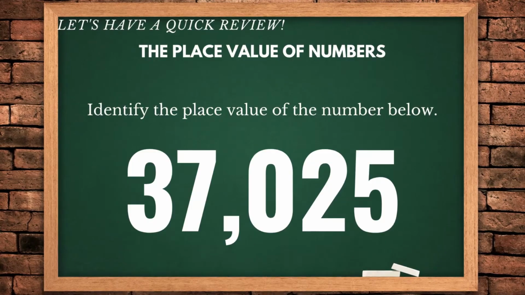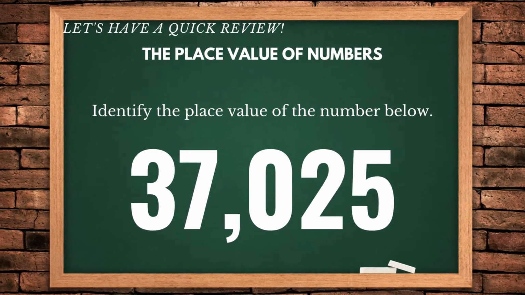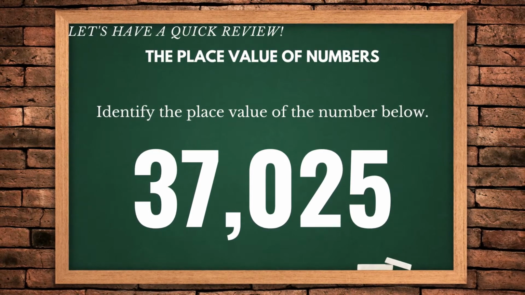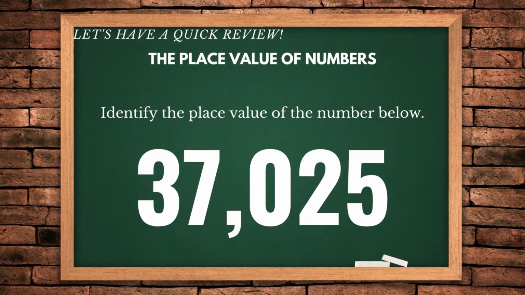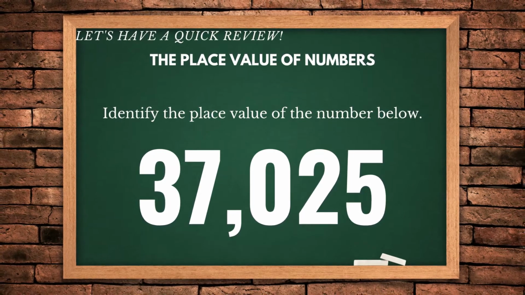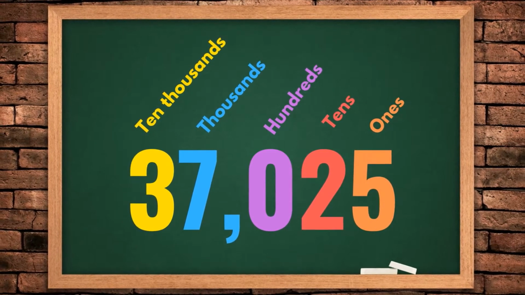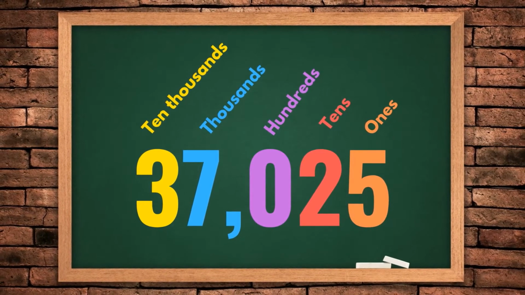Before rounding off, it is important to know the place value of numbers. So, let's have a quick review. Let's try to identify the place value of each number in 37,025. From right to left, we have ones, tens, hundreds, thousands, and 10,000s.